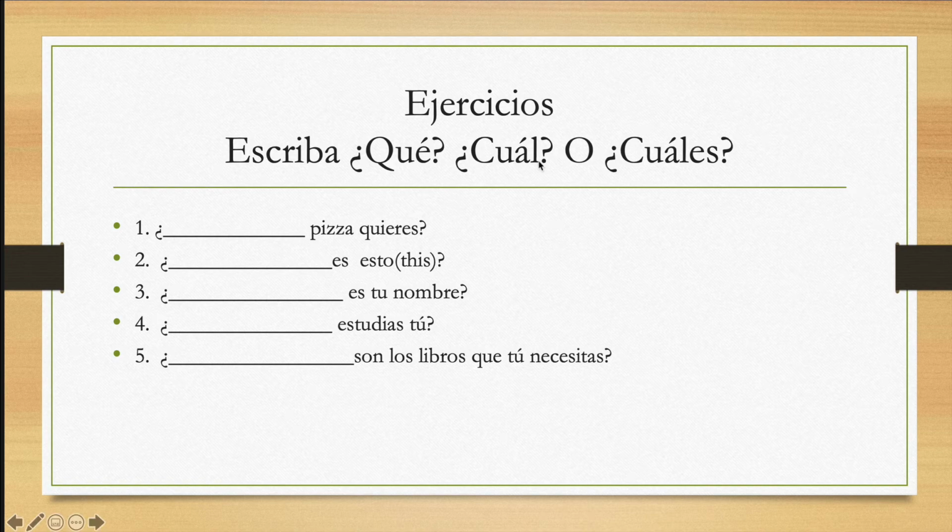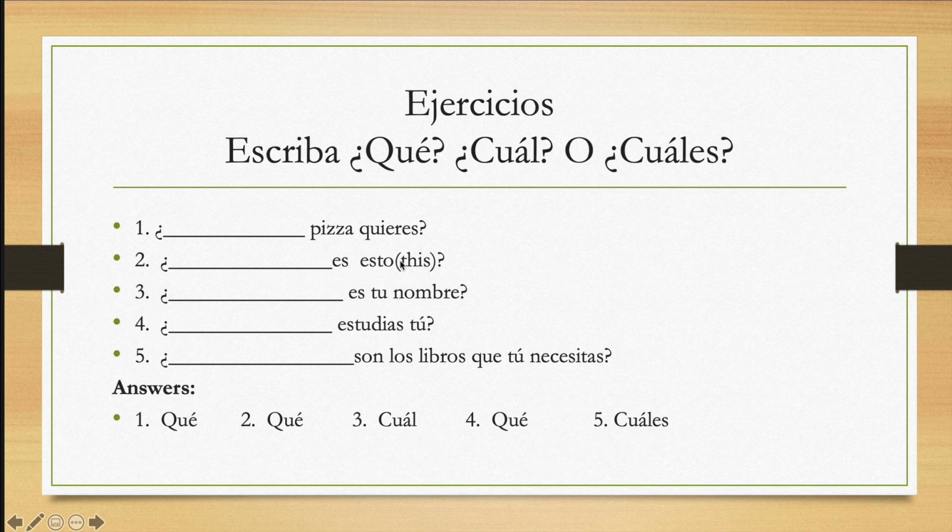Ejercicios, escriba qué, cuál o cuáles. You can pause right now and try to see whether it will be qué o cuál o cuáles, and then see if you got them correct when you return. So here are the answers. ¿Qué pizza quieres? This is a noun, right? So using qué, and it's not the verb ser. Only with the verb ser, you would have to pick between cuál or qué.